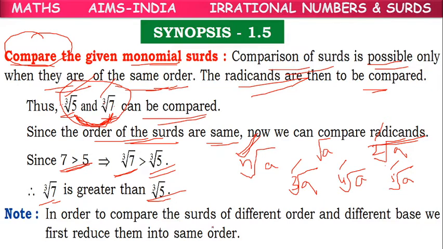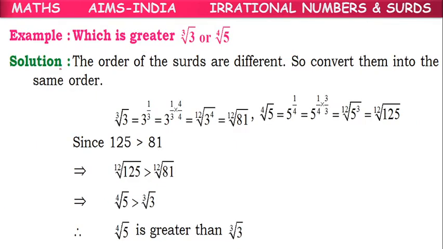In order to compare surds of different order and different base, first we have to reduce them into the same order. Then we can compare. Suppose you have a question like this: which is greater, cube root of 3 or 4th root of 5? Here the first one's order is 3, the second one's order is 4. The orders of the surds are different, and the bases are different. So we have to convert them into the same order.